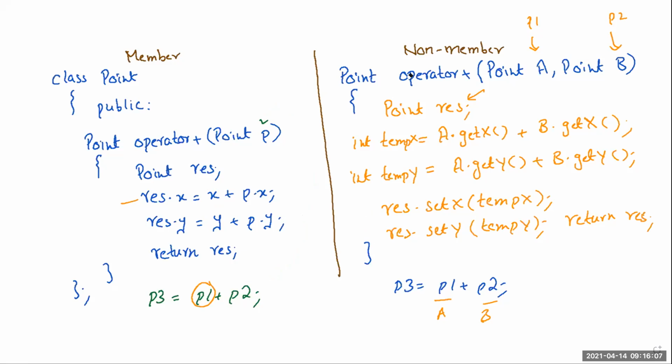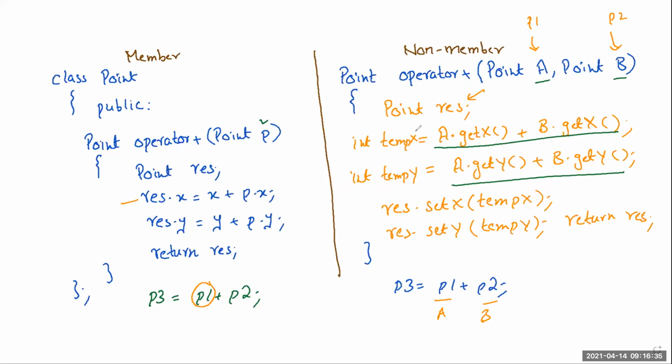Okay, so what happens when you write this statement? The function is called, right? This is your first object, this is the second object. You are adding x components together, y components together, but the only difference is that rather than writing a dot x, b dot x, you have to write a dot get x, b dot get x, and same goes for y.